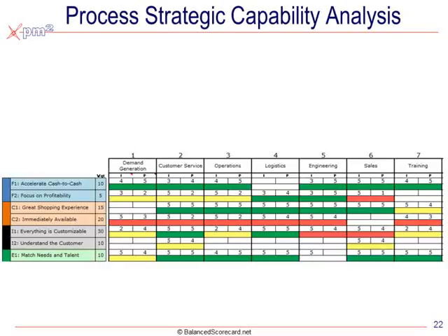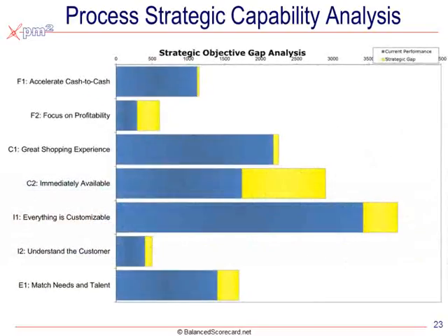In fact, as a leadership tool, we should be able to provide a score on how we're doing for each objective. So looking at those numbers as a graph, the length of the bar represents the level of process support we need to provide for I1, everything is customizable. The blue portion represents our current capability, and the gold is a gap between our current capability and what the processes require.